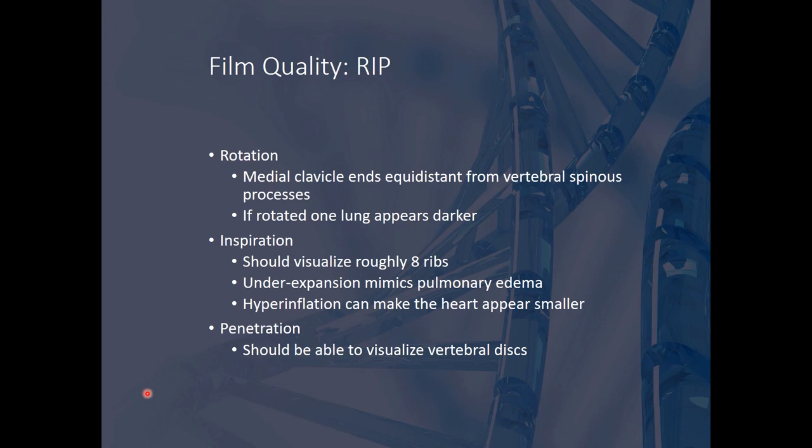If it isn't, one lung will appear darker. Those medial clavicles should be equidistant from the vertebral spinous processes. Inspiration, you should be able to see roughly 8 ribs. If it's underexpanded, it's going to look like pulmonary edema. If it's hyperinflated, the heart's going to appear smaller. And we should be able to see the vertebral disc when we're talking about if the film is penetrated correctly.